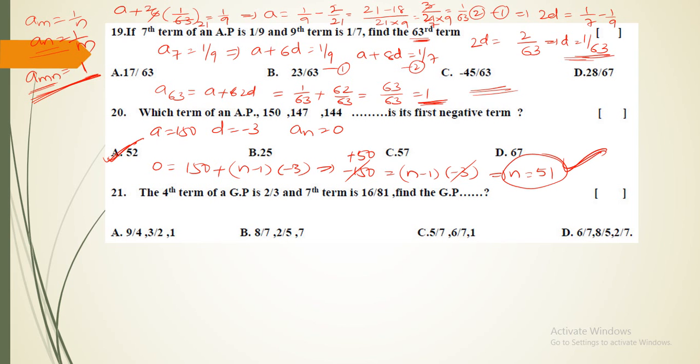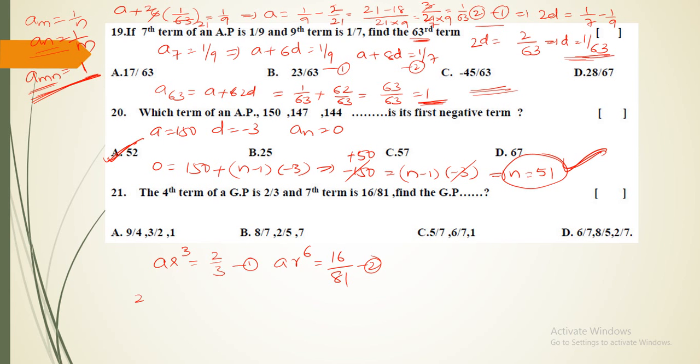Moving on to one more question. The fourth term of a GP is 2 by 3. Fourth term means A into R power 3 is equal to 2 by 3. Next, the seventh term is 16 by 81, so A into R power 6 is equal to 16 by 81. When you are dealing with AP, we did subtraction, right? When you are dealing with GP, simply divide.